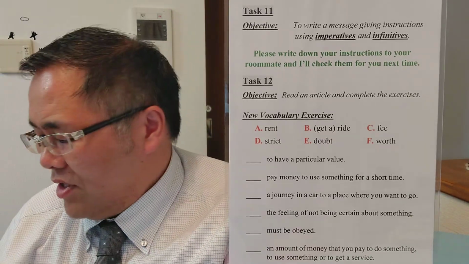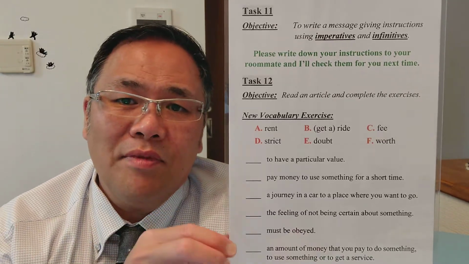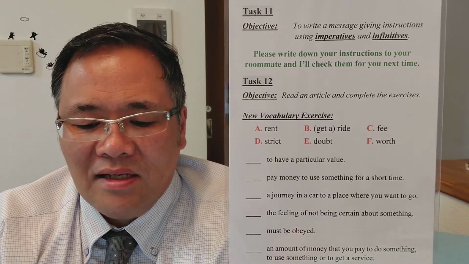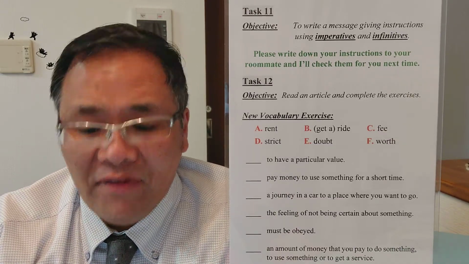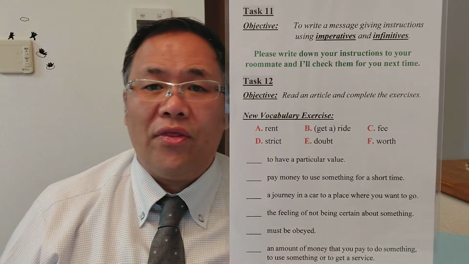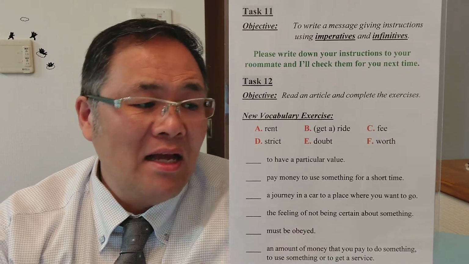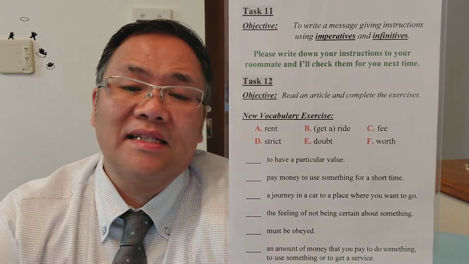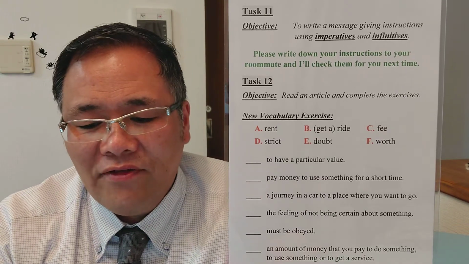Okay, now when you read the article, there may be quite a few new words there. So some of the new words that you may encounter. So for example, here we have these new vocabulary exercises. So we have A, rent; B, get a ride; C, fee; D, strict; E, doubt; and F, worth. Okay, so these may be 6 new words that you may encounter in the reading. So as an exercise, okay, we have basically 6 sentences here which have the definitions or the meanings of these words. Okay, let's go through them.